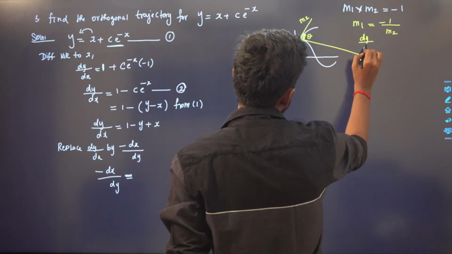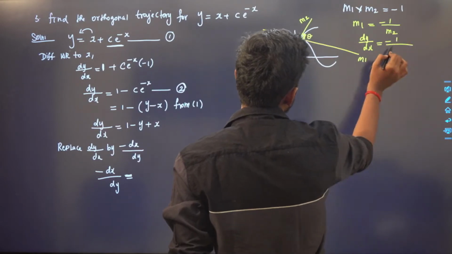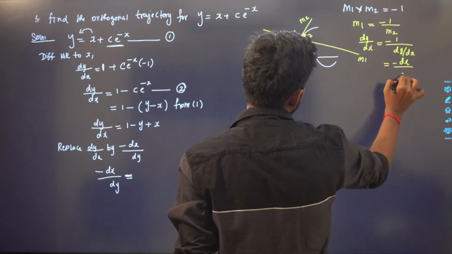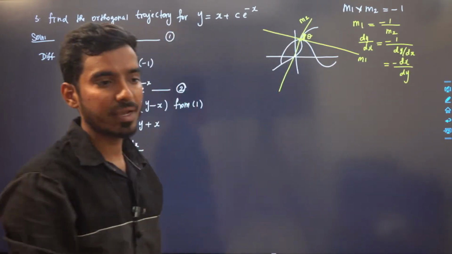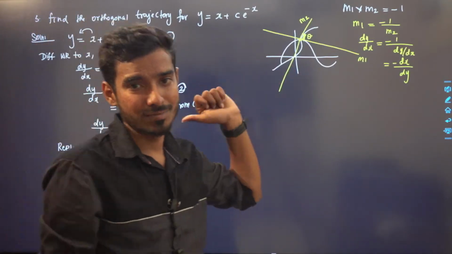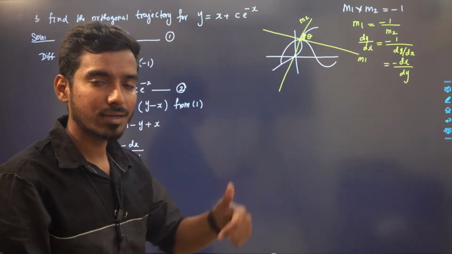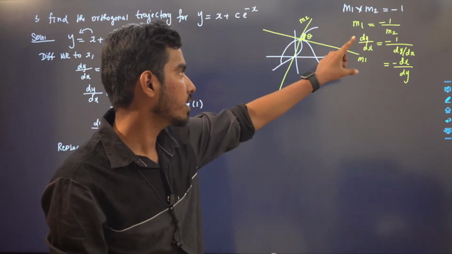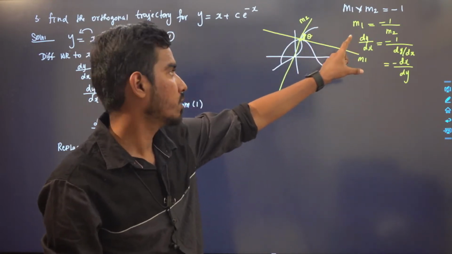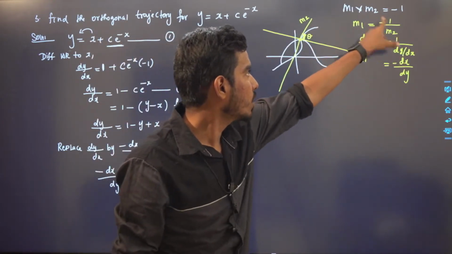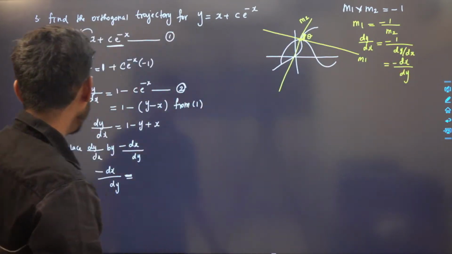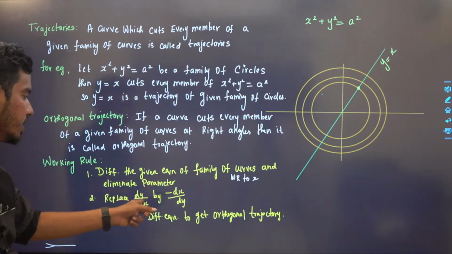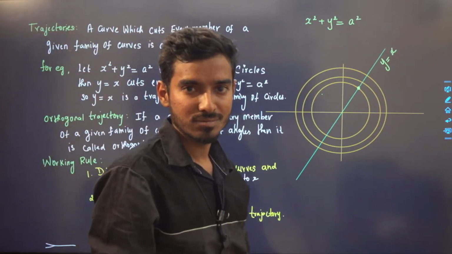It is dy by dx. So minus 1 by the slope of the second curve, which is the same as minus dx by dy. That is why we are replacing dy by dx with minus dx by dy, because for an orthogonal trajectory, the curve has to cut at right angles. So we know that if two curves cut at right angles, the product of the slopes is minus 1. So dy by dx is the same as minus 1 by m2. For that only we are replacing dy by dx with minus dx by dy, because we know the condition that they cut at right angles, right?